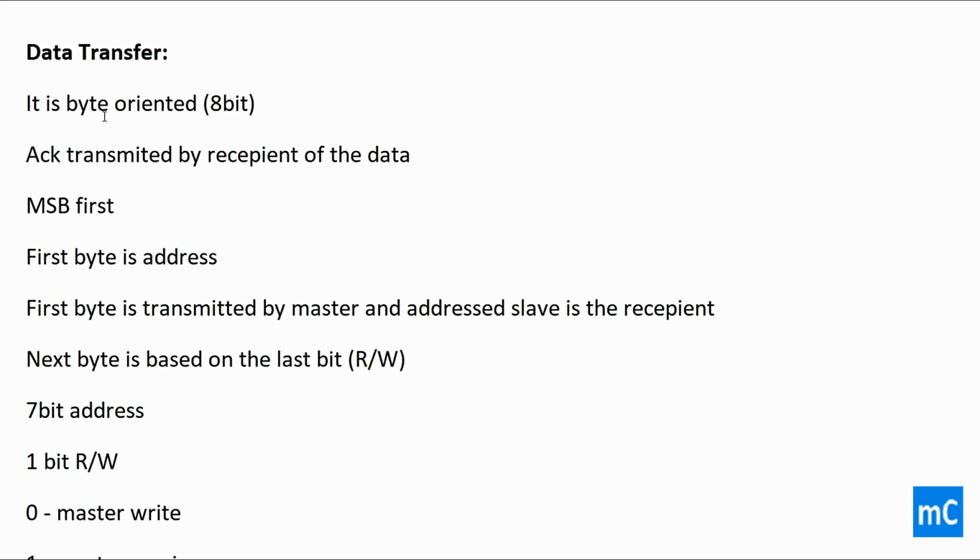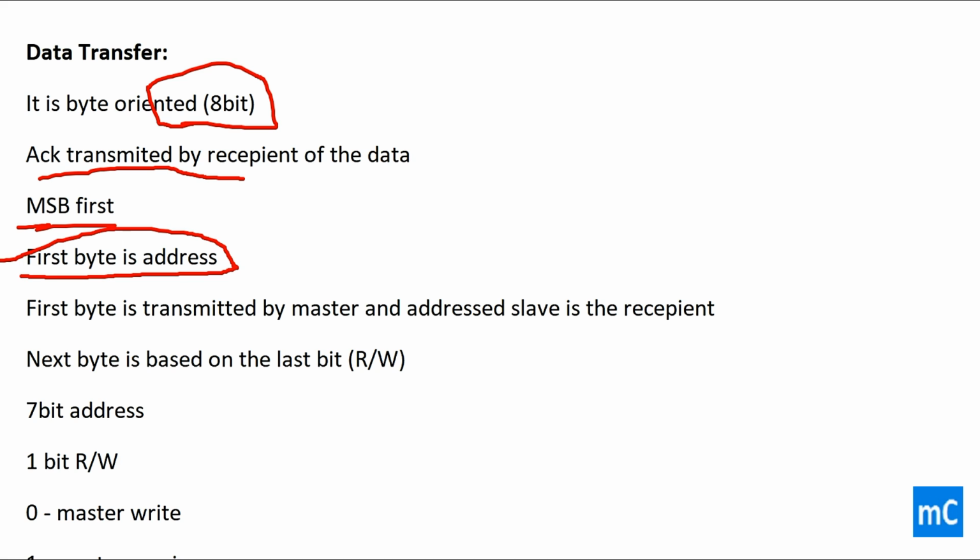Data transfer. It is a byte-oriented data transfer. So 8 bits of data are transmitted. ACK is transmitted by the recipient of the data. It is MSB first and LSB next kind of data transfer. It may vary based on the slave. For that, we need to understand the slave's data sheet.